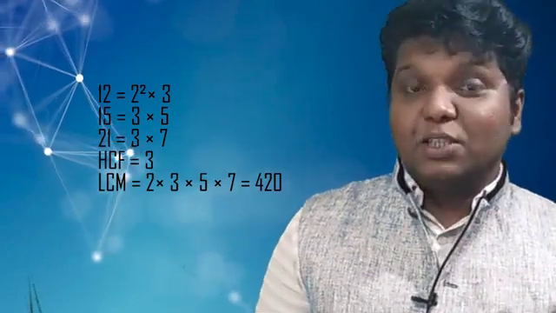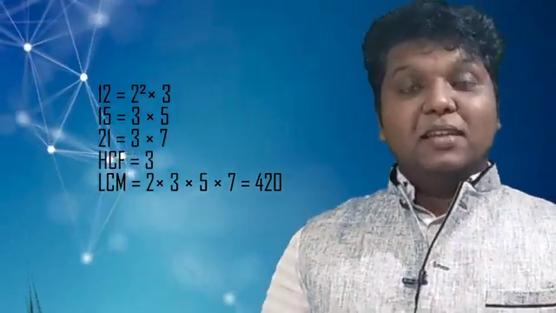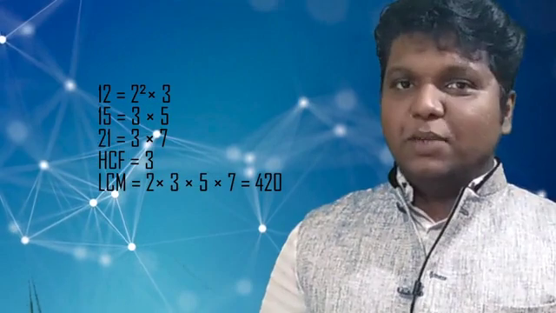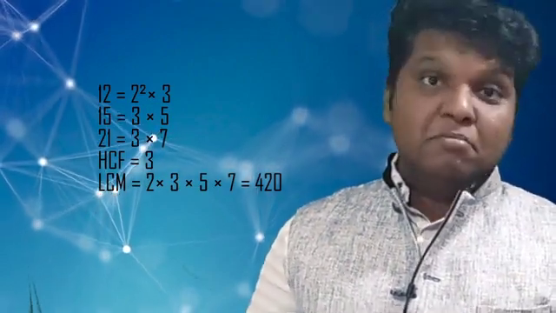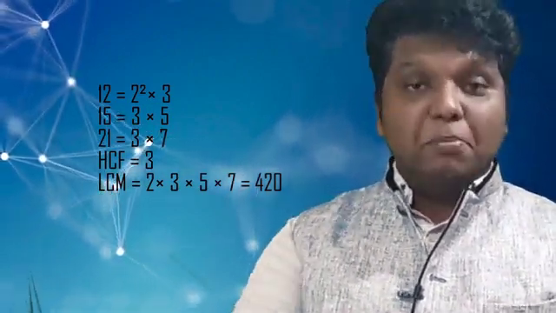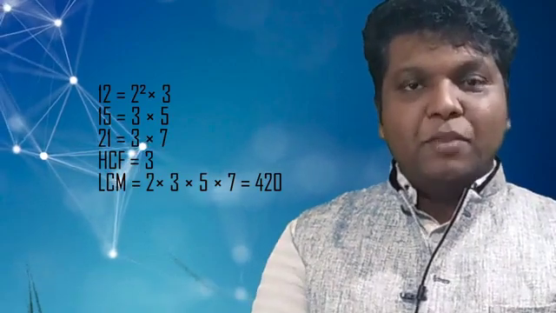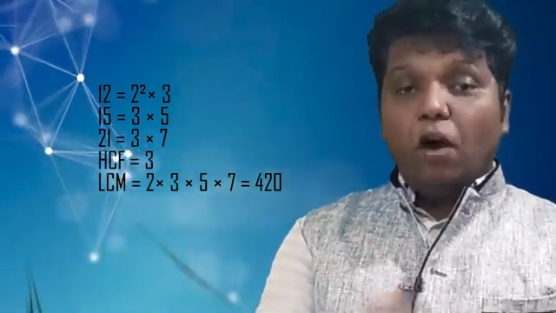Here in this question, everything has the same power. That's why there is nothing about the least and biggest, nothing to deal with it. Simply we will write 3 itself. So 3 is the highest common factor, that means the HCF of this one.